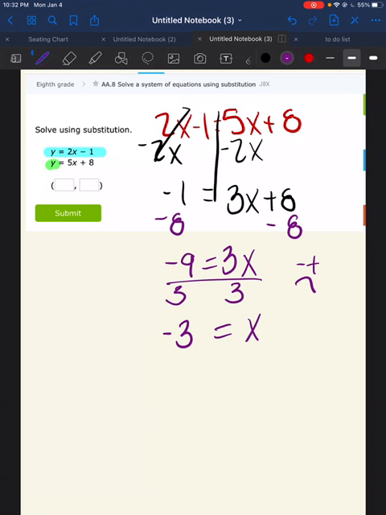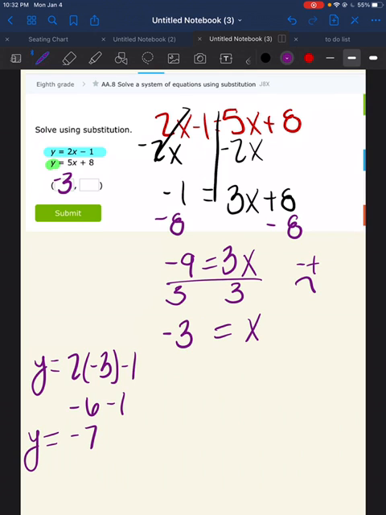Okay, and I'm going to double check this by plugging it in. You can plug it into any one of those. I'm going to plug it into the first one. So, we have to find y. So, yes, we do have to plug it in anyways. So, y equals 2 times negative 3 minus 1. That's going to give me a negative 6 minus 1, negative 7 equals y.